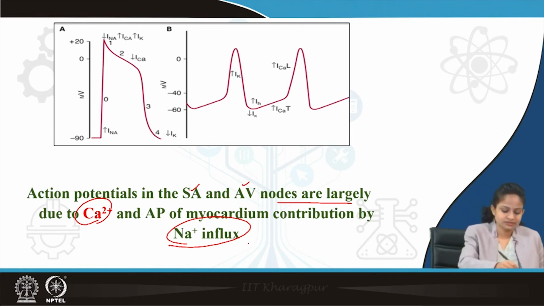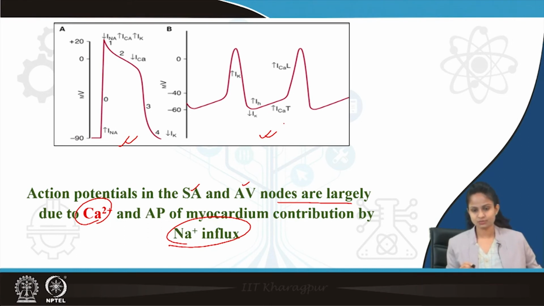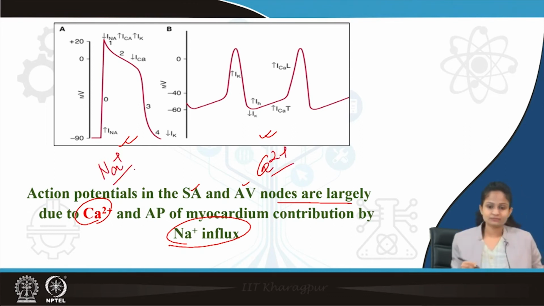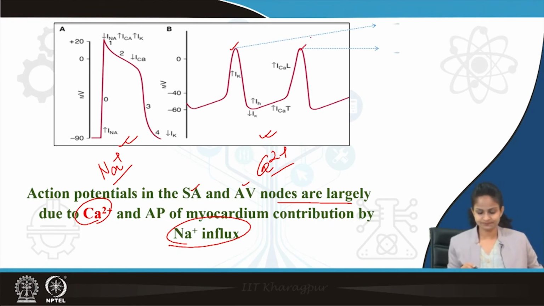We can see different phases, where phase 1 and phase 2 are not present in the case of the pacemaker potential. So, the action potential in the nodal tissue is mainly because of the calcium influx, whereas the action potential in the ventricular muscle is mainly because of the sodium influx.